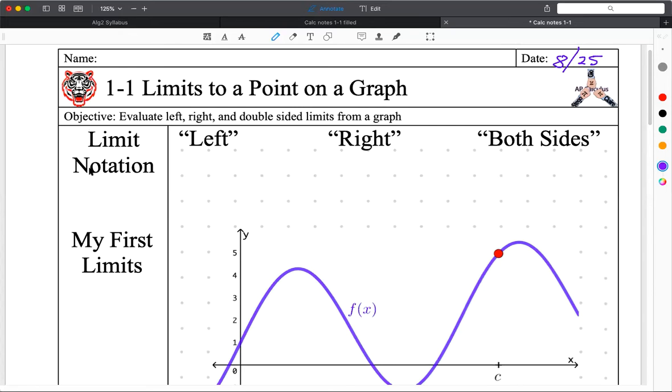And thank you, Andrea. Evaluate left, right, and double-sided limits from a graph. Perfect. There it is. All right.